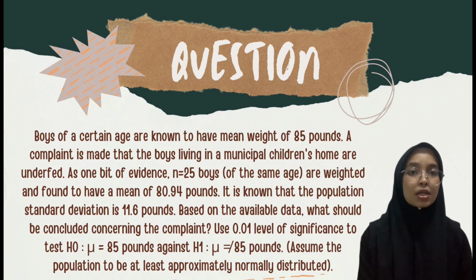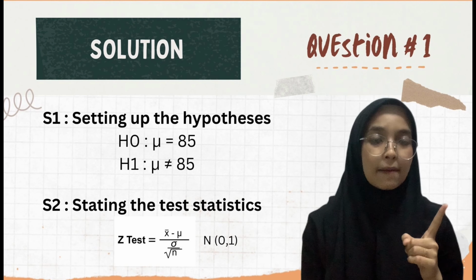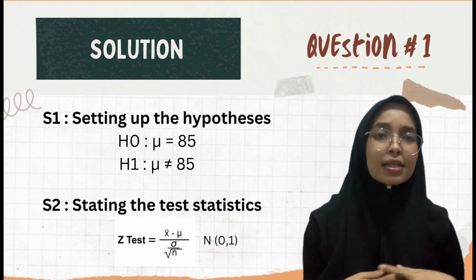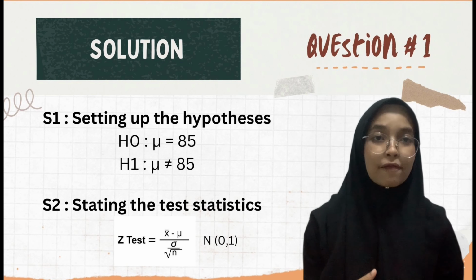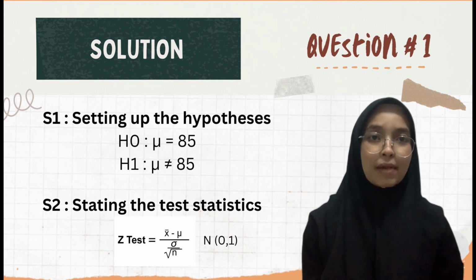Use 0.01 level of significance to test H0, which is mu equal to 85 pounds, against H1, which is mu not equal to 85 pounds. Assume the population to be at least approximately normally distributed. First of all, for the solution, step 1, we need to set up the hypothesis, which is H0: mu equal to 85 pounds and H1: mu not equal to 85 pounds.